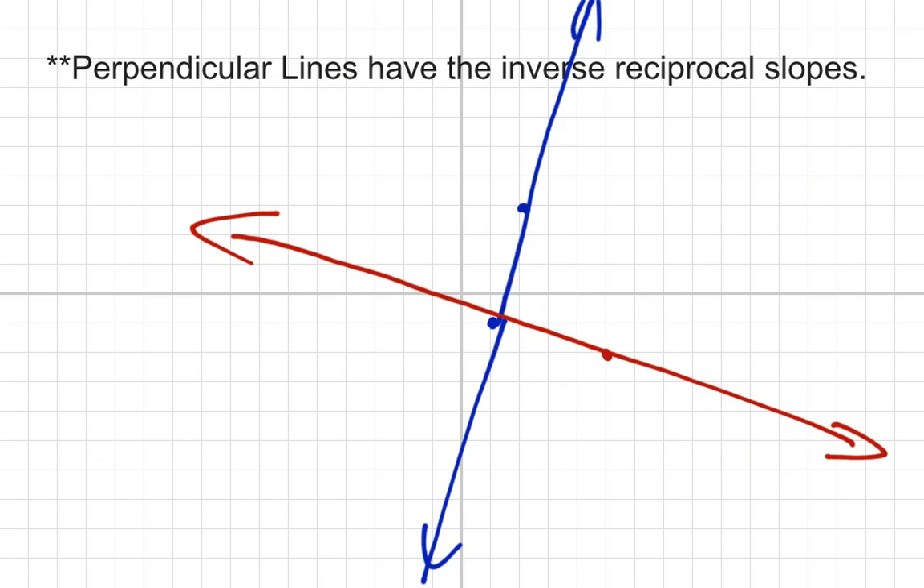Next, perpendicular lines we just learned about. Perpendicular lines are lines that will cross each other. They intersect. But very specifically, perpendicular lines not only intersect, but they also form 90-degree angles. So those are my little boxes here. They form 90-degree angles where they do cross. Okay? Because of that, we get this rule, that perpendicular lines have the inverse reciprocal slopes.